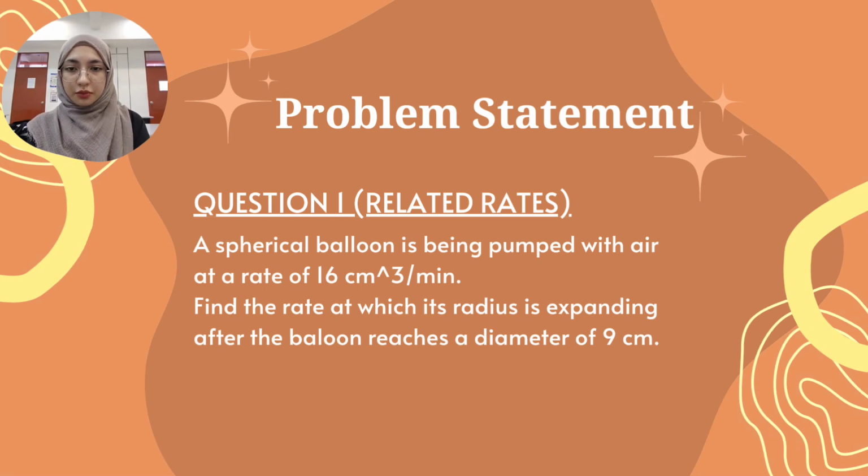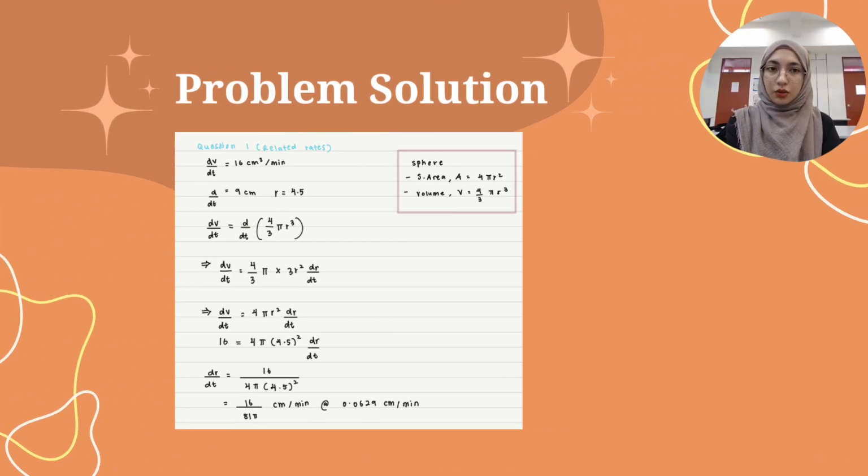For the problem statement, question number 1: a spherical balloon is being pumped with air at a rate of 16 cm³ per minute. Find the rate at which its radius is expanding after the balloon reaches a diameter. To answer this question, we must know that the volume of a sphere formula is V equals 4 over 3 pi r cubed.